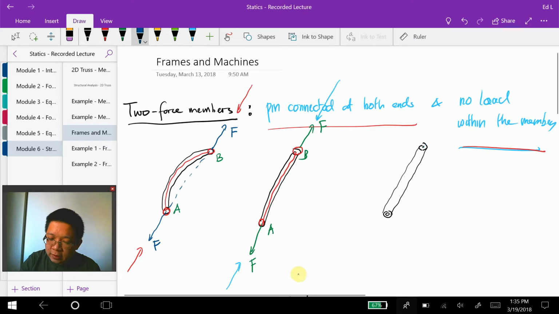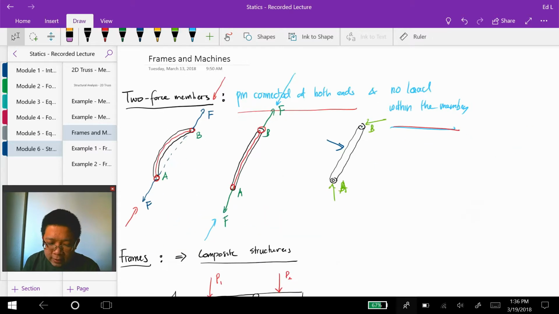What will happen if we have a force that is applied somewhere within the member, right? Then in here we still have the connection forces at A and B, which are pin connected, but those connection forces are no longer collinear to each other. Perhaps it could be drawn like this.